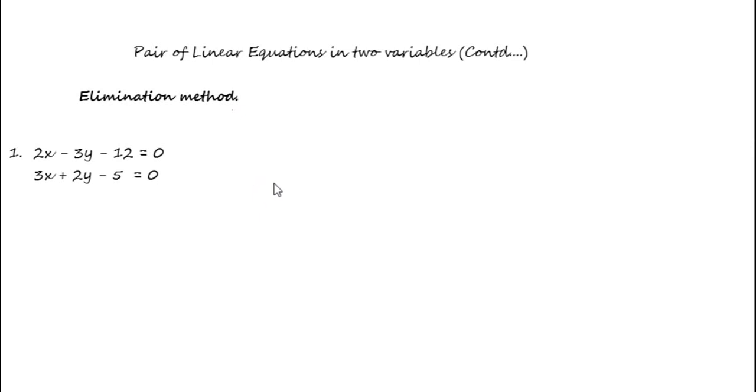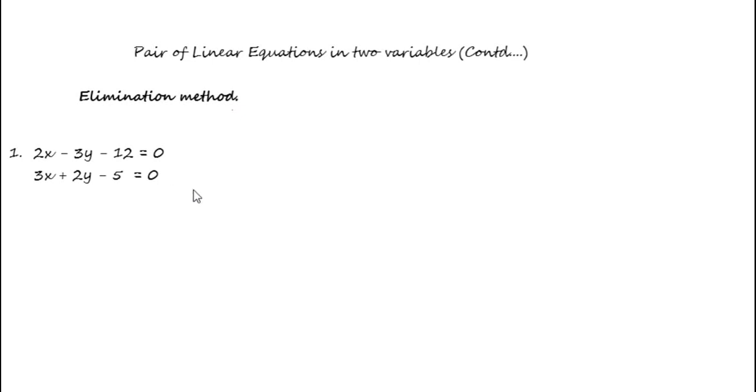Pair of linear equations in two variables. This is the third module under this chapter, pair of linear equations in two variables. In this module, we are going to discuss the elimination method. This is one of the methods of solving a pair of linear equations in two variables.